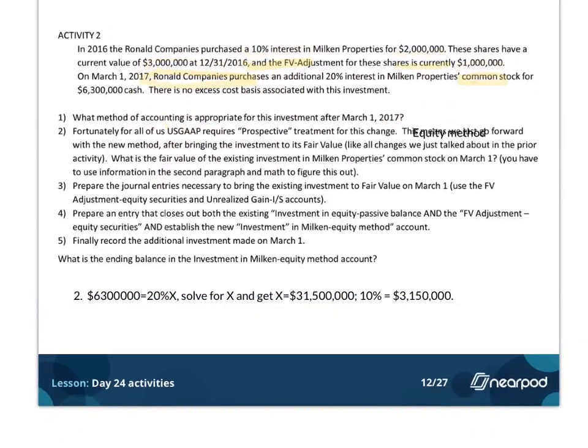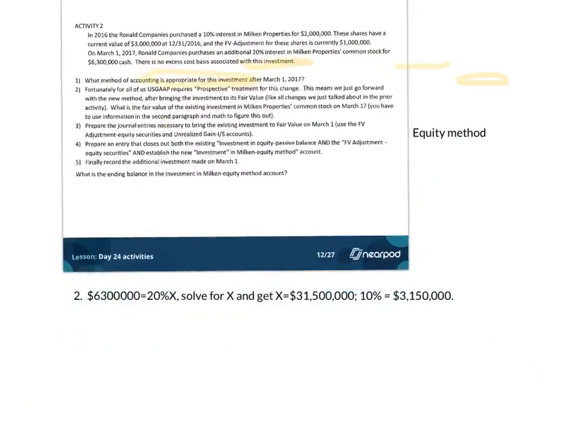The other way to get to it, which would be, I think, easier, would be that you take the 6.3 million that you paid for 20%, and you recognize the fact that 10% is half of 20%, so you just cut this amount in half, and you'd get 3,150,000. All right, so then I got to do some journal entries to finish this out.